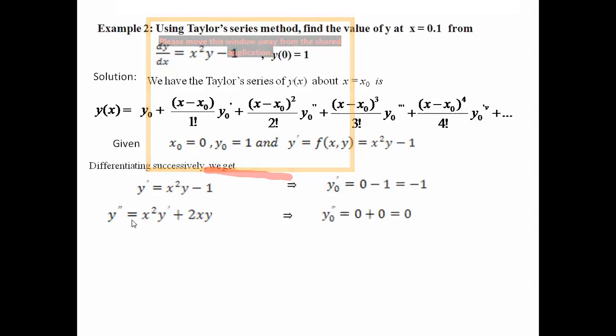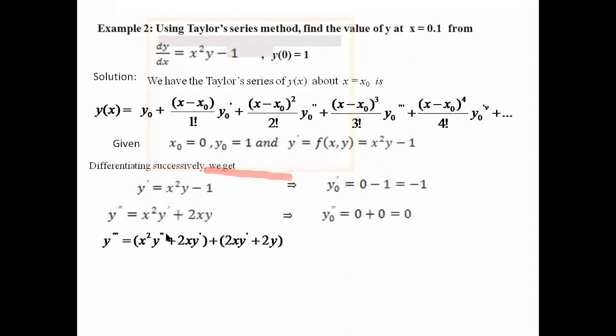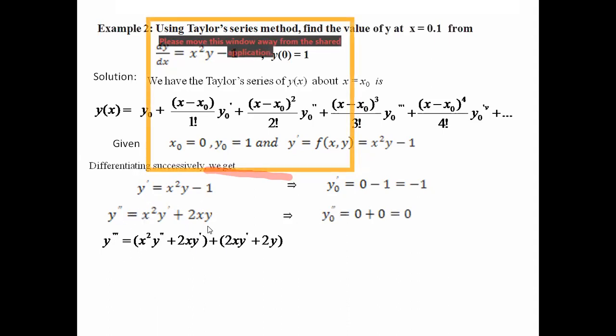Next, go for the next derivative, the third derivative. How to get the third derivative? Differentiate the second derivative with respect to x. So it is y triple dash. For the first term you have to use the product rule, and for the second also you have to use the product rule. For the first one, using the product rule, the first function x squared into the derivative of y dash, which is y double dash, plus the second function y dash into the derivative of the first, which is 2x. Plus, similarly here, this is the first function, I take it as 2x.